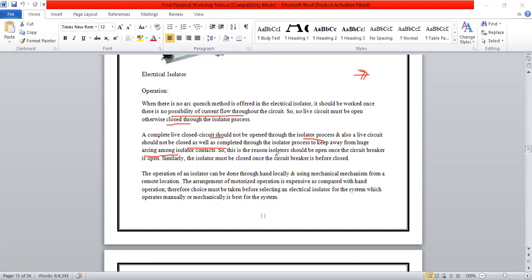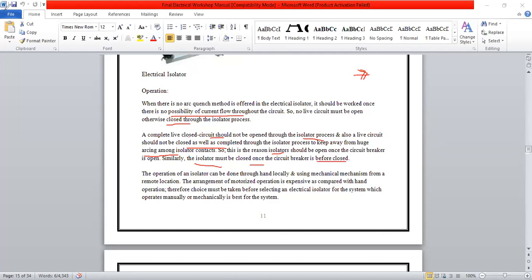So this is the reason the isolator should be opened only once the circuit breaker is open. When the circuit breaker is opened, then only can we open the isolator. When should we open the isolator? Only if the circuit breaker is open. The isolator must be closed before the circuit breaker is closed. That means it should not be closed or opened on load condition.